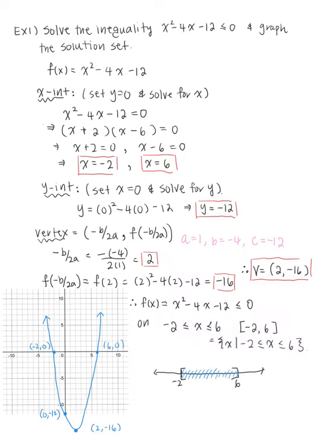So the answer here is closed bracket negative 2 comma 6, and in set builder notation, the set of all x such that negative 2 is less than or equal to x less than or equal to 6, and this graphical notation for the solution set, they all mean the same thing. Okay, but anyways, just because I wrote everything out, I'm just going to box everything here. So this is going to be our final answer.